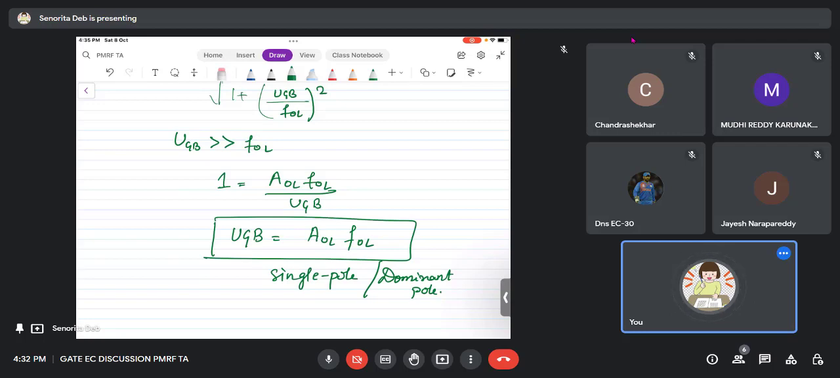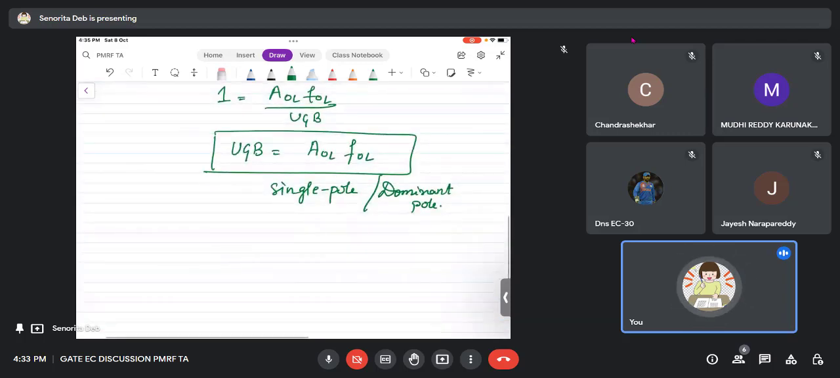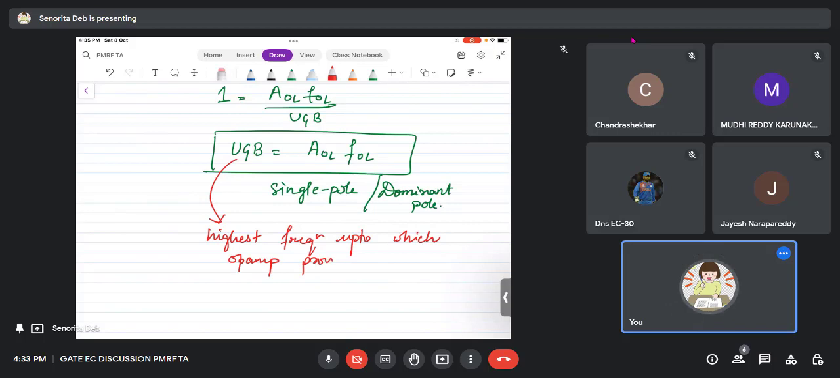That is, if you multiply your open loop gain and your 3 dB frequency, you will get the unity gain bandwidth, which is also called the gain bandwidth product. Okay, UGB is the highest frequency up to which the op-amp provides amplification as well. Highest frequency up to which op-amp provides amplification.